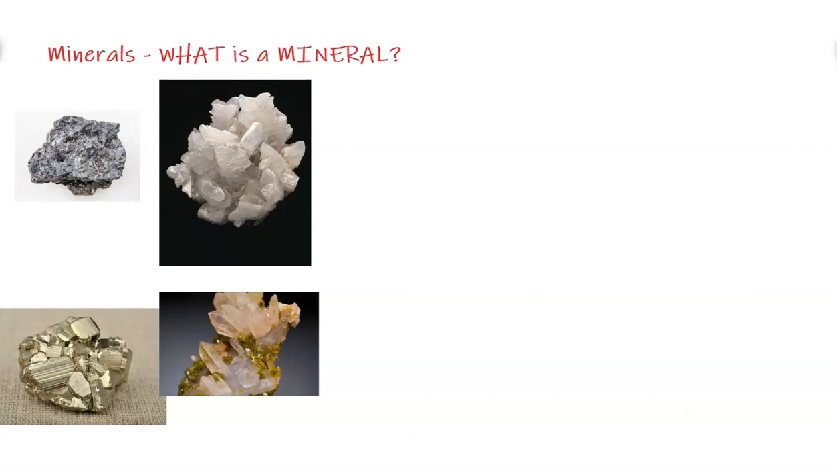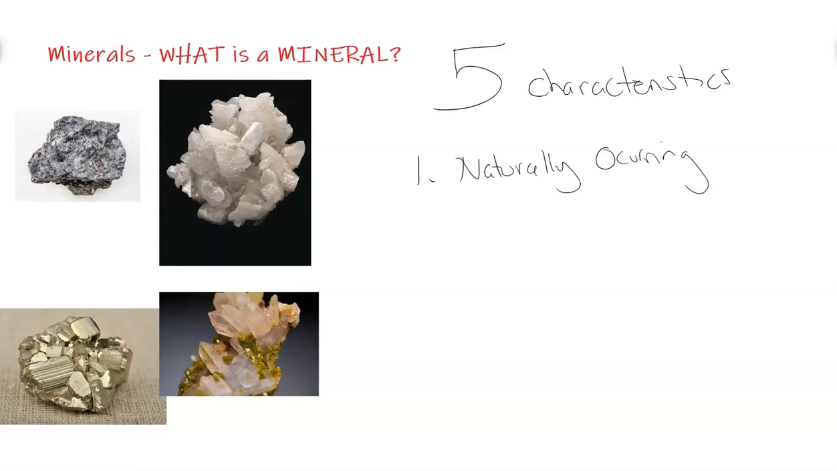So what is a mineral? A mineral basically consists of 5 characteristics. So the first one, it has to be naturally occurring. The second one has to be solid. It can't be a liquid or a gas or plasma. It has to be solid and naturally occurring. Okay, the third one. It must be inorganic. That means non-living, not alive. Okay? The fourth one. It must have a certain or specific or definitive chemical structure or chemical composition.